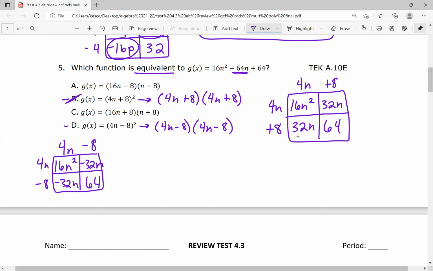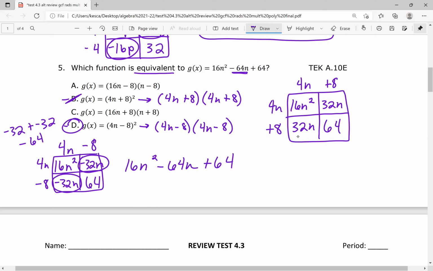So now let's write out our answer here. We would have 16n squared, and then a negative 32n and another negative 32n. If you do negative 32 plus negative 32, you get negative 64. So we'd have minus 64n, and then finally our constant plus 64. And so check this. Does it match our original? Yes. So we have found our answer choice.